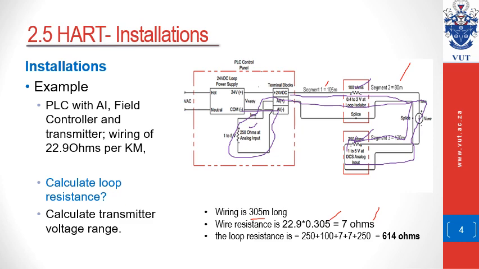Now the loop resistance becomes all of the resistances that are in the path of that cabling. So the resistances are, first of all, the analog input in the PLC control panel, plus the 100 ohms of the splice, plus the 7 ohms of the cable that goes to the field, and then 7 ohms of the cable that returns from the field, plus the 250 ohms in the field. And this gives us 614 ohms as our total loop resistance.